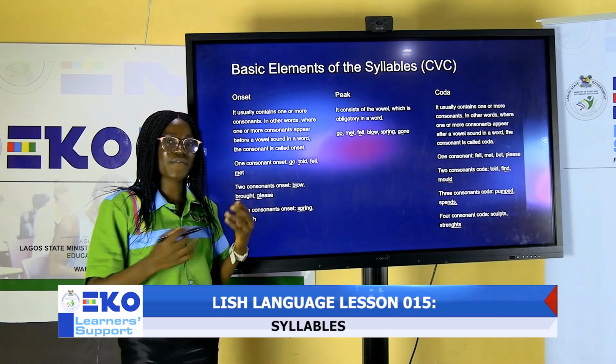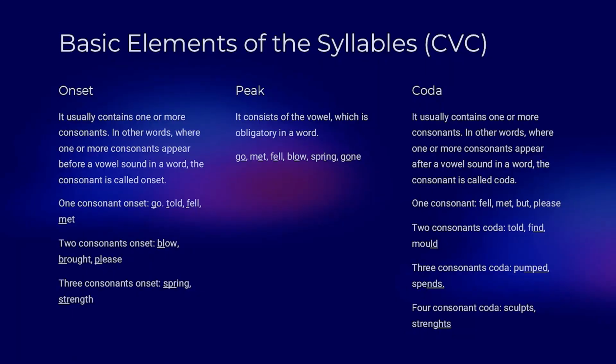We can also have 3 consonant onsets, that is SPR, in the case of spring. We can have STR, as in the case of strength. So which means at the onset level, we can have 3 consonants. We can have 3 consonants.